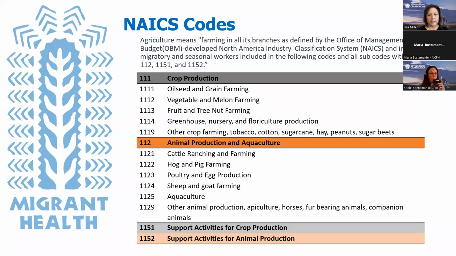So the North American Industry Classification System, or NAICS, was used to develop the definition of agriculture and included tasks and industries. And so the codes that we're going to be interested in for our purposes today are 111, which is crop production, 112, which is animal production and aquaculture, 1151, which is support activities for crop production, and 1152, which includes support activities for animal production.